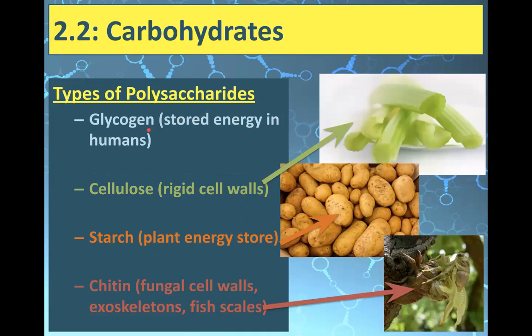So glycogen, these are glucose stored within our cells, just a very large network of those. Cellulose, these are the rigid cell walls, so you can actually see it in the celery here. Starches are easier to digest for humans. They're in things like potatoes. And then chitin, which is less common, but a lot of times it's going to be part of exoskeletons of certain bugs.